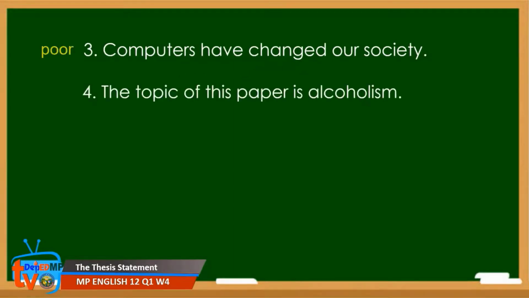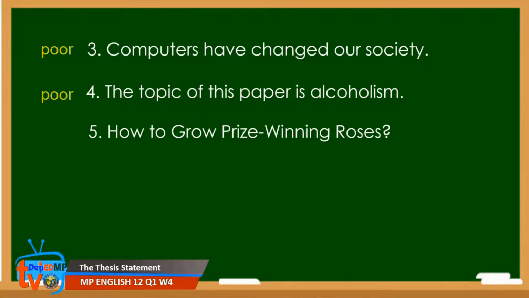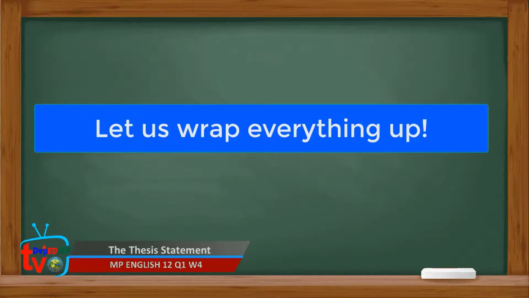Let us proceed to number 4. It says here, the topic of this paper is alcoholism. Is this a good thesis statement? No, this statement is not a good thesis because it announces the topic directly. Let us have the last one. Number 5, how to grow prize-winning roses. What do you think? Is this a good or poor thesis statement? This statement is a poor thesis, but could be a better title of the essay.